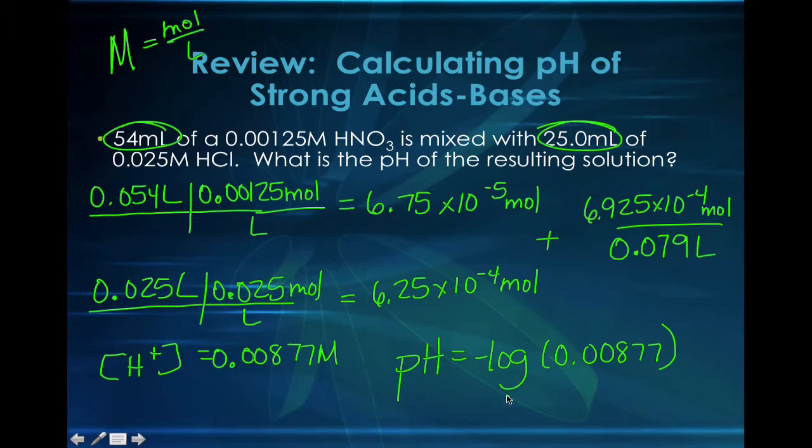0.00877. And when I do all of that, the pH of my solution is 2.057. I carried it to 3 decimal places, but there are only 2 significant figures in some of these numbers, so this should be rounded to 2.06, and we should get rid of that 7 right there. So 2.06 is your resulting pH.